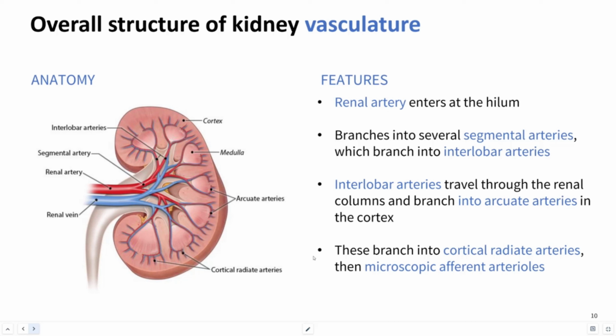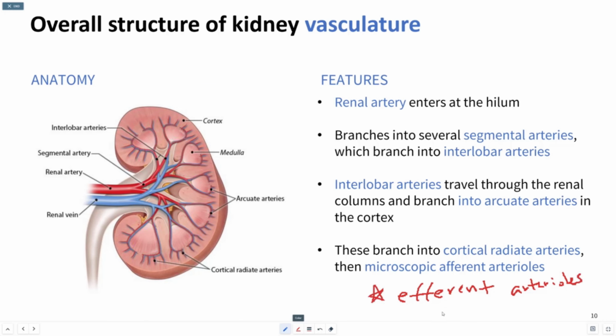Then finally, these arcuate arteries extend into the interlobular branches and project into the cortex. Eventually, you're going to see the microscopic structure of the afferent arterial branch from the interlobular arteries into the glomerulus. Each of these arterioles enters the renal corpuscle, forming the glomerulus, where the blood is then filtered and eventually exits the renal corpuscle through the efferent arteriole.